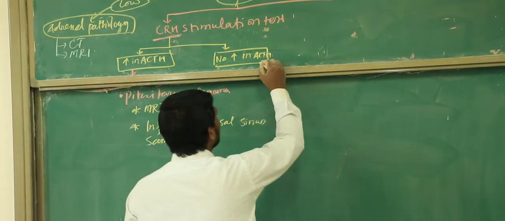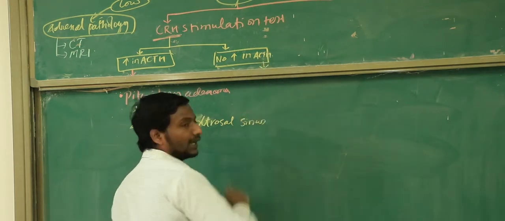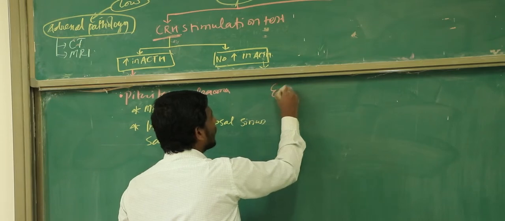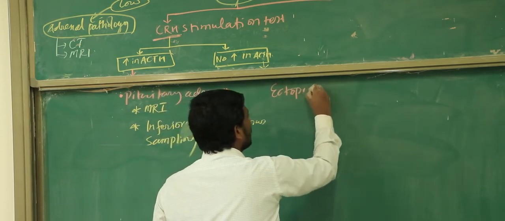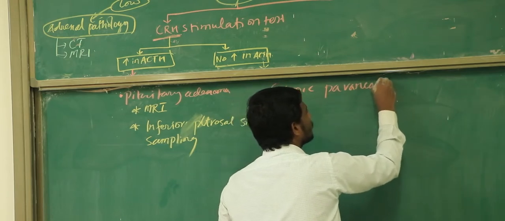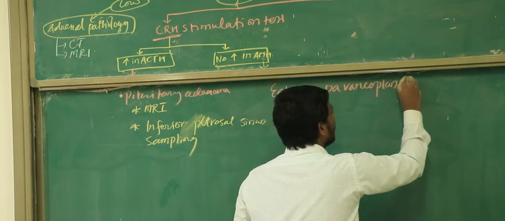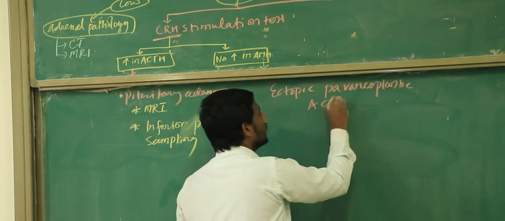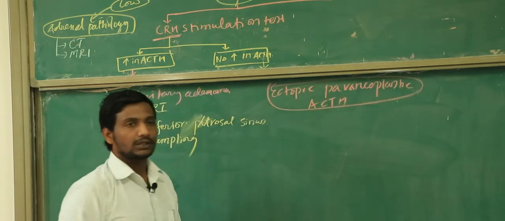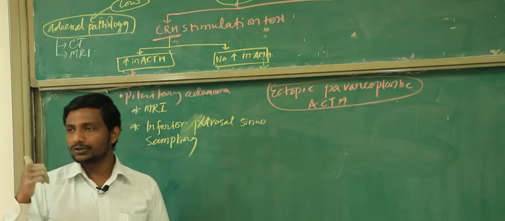But if there was no increase in the ACTH, it means the patient is having which kind of cause? He is having the ectopic paraneoplastic ACTH, and here our job increases. By the way, I have already told you there are three very common paraneoplastic ectopic ACTH causing cancers in our body. What are those?